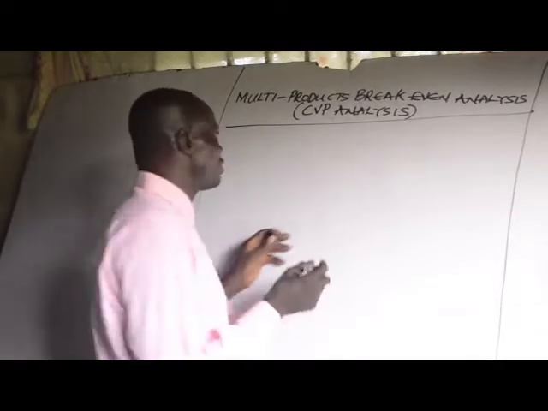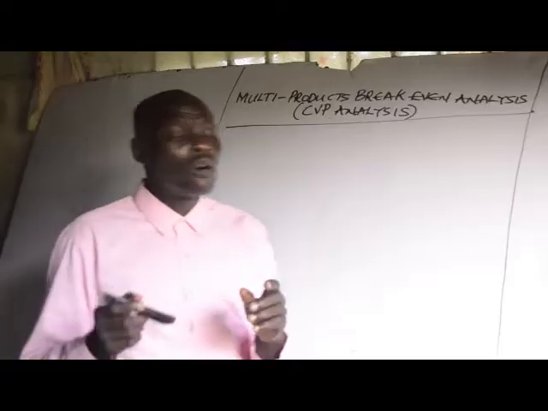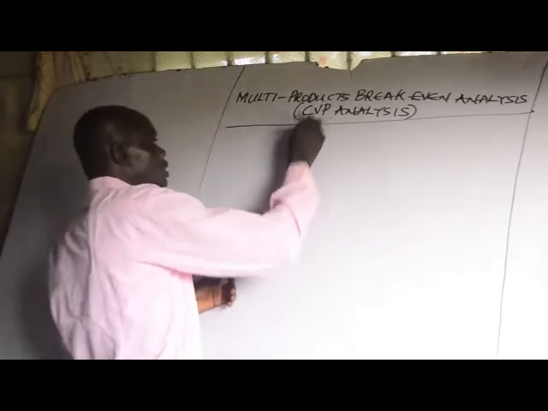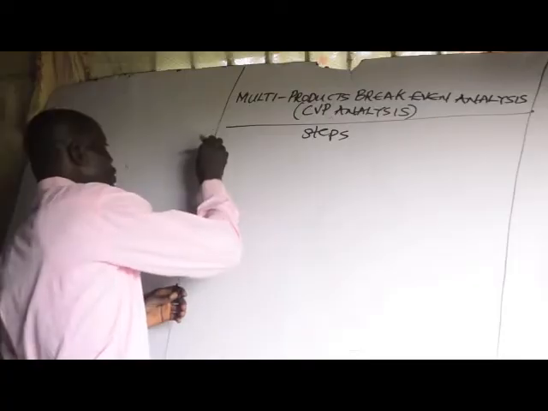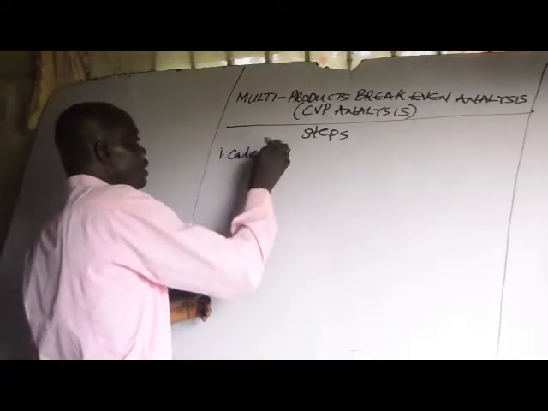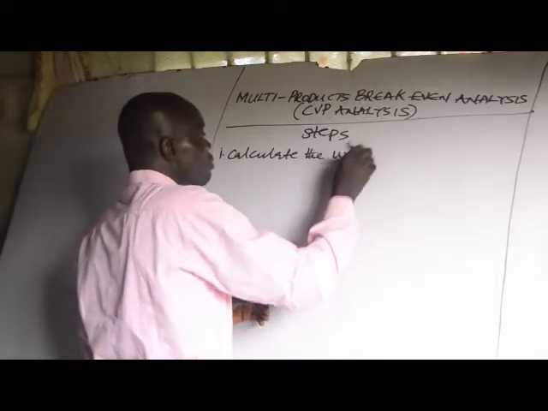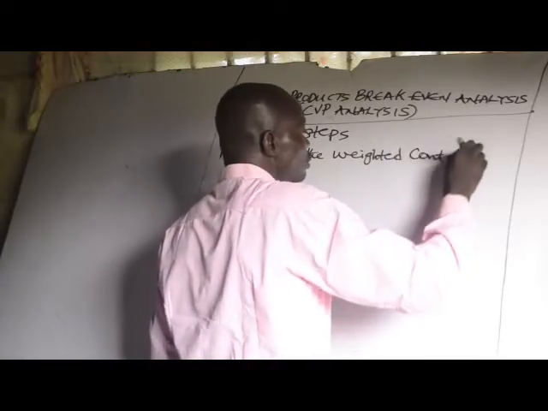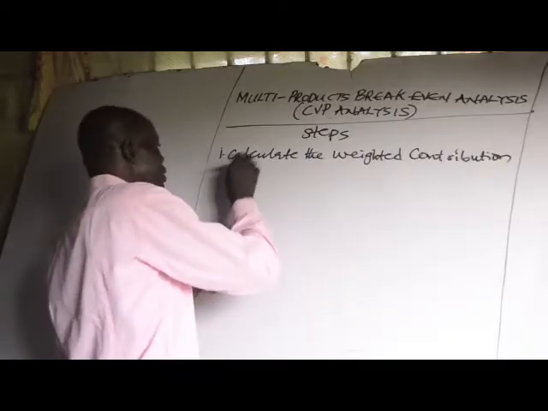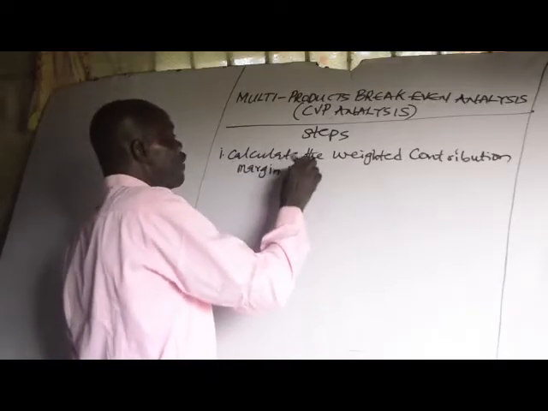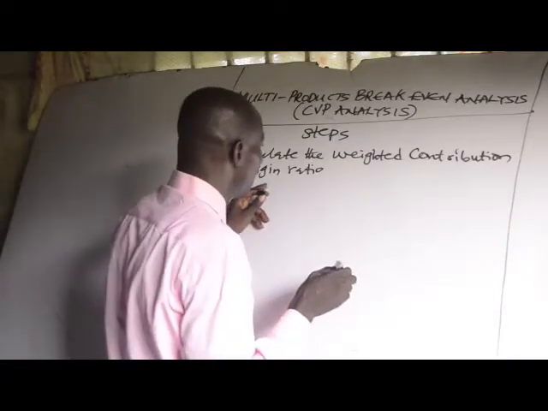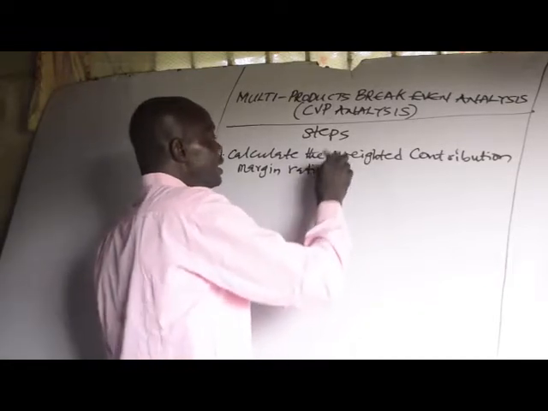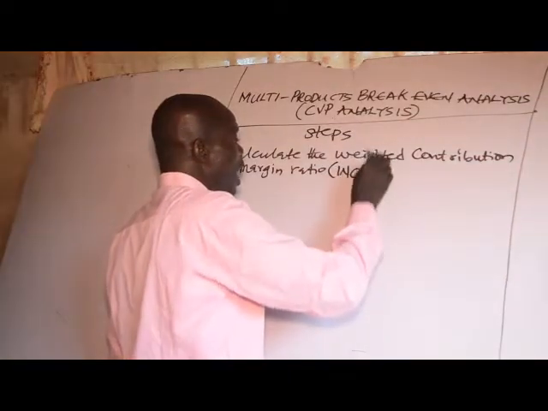So what are the steps for calculating the break-even point for a multi-product company where sales mix is not given? Step 1: Calculate the weighted contribution margin ratio. Another word for contribution margin ratio is CS ratio or profit volume ratio. So weighted CMR, that is the first step.